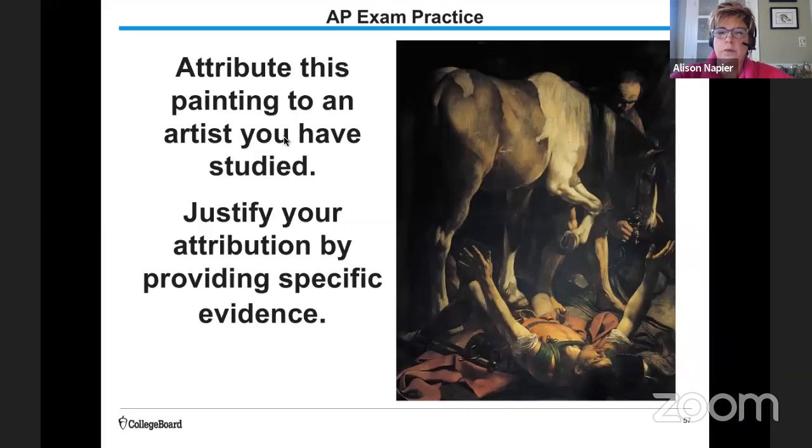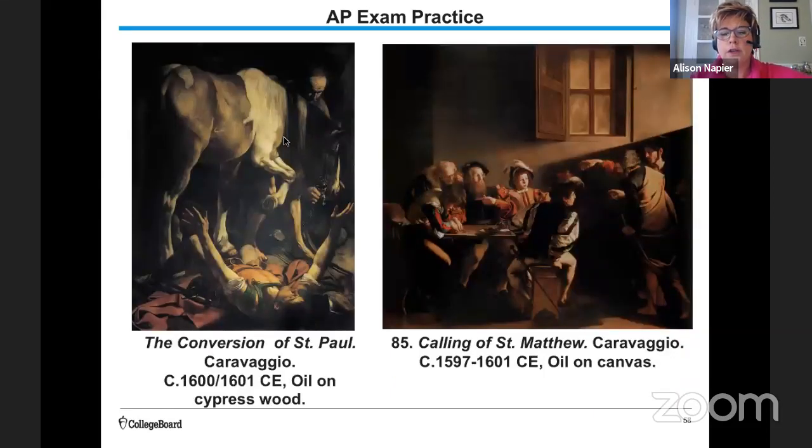I'm running out of time, so I'm going to cruise through this somewhat quickly. We attribute this painting for homework. John gave us the image of the conversion of St. Paul by Caravaggio.